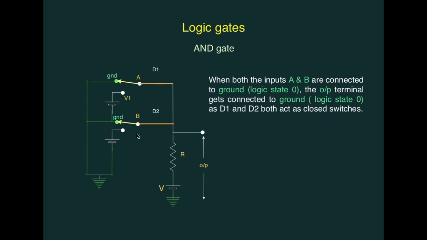If A and B both are connected to ground, that means if A and B both are in logic state 0, the diodes D1 and D2 both will be forward biased and will act as closed switches. Now this output terminal gets connected to ground through either this path or this path, and so the output will be in logic state 0.